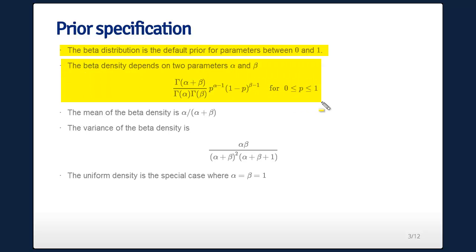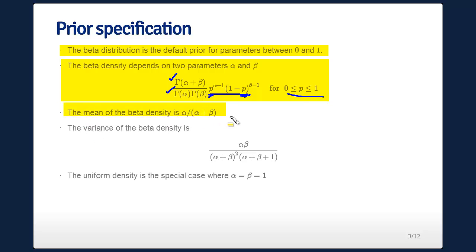So the beta density looks something like this, where this function right here is called the gamma function, which we don't need to worry so much about. The core of the beta function looks a lot like the binomial. It's p to the alpha minus 1, 1 minus p to the beta minus 1. But remember, in the beta density, the p is the random variable. Here p goes between 0 and 1.